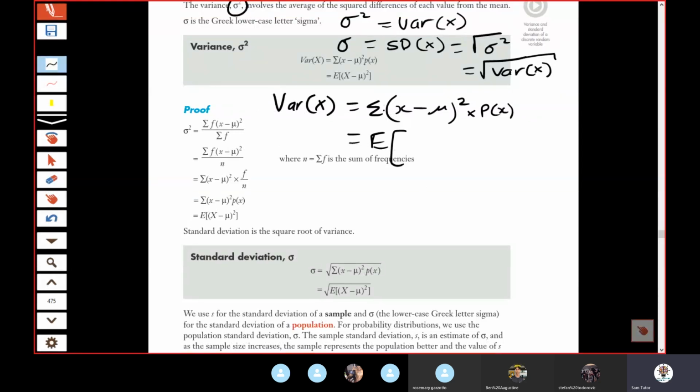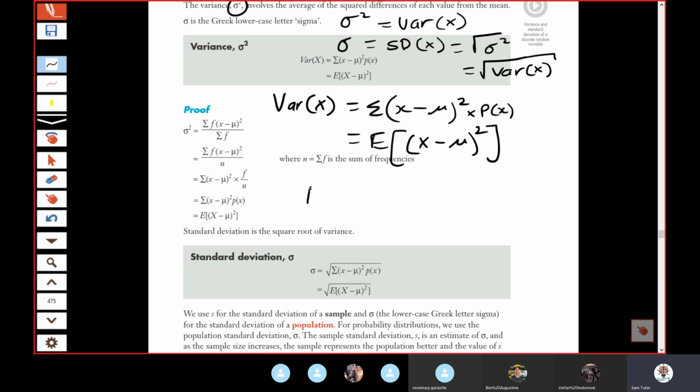And that just becomes the expected value of (x minus mu) squared, it should be. Yep, that's right. Perfect. So variance is that, all that.